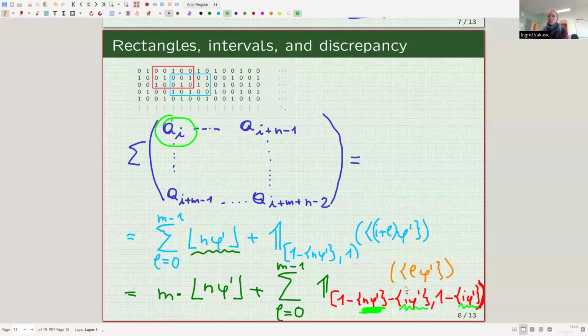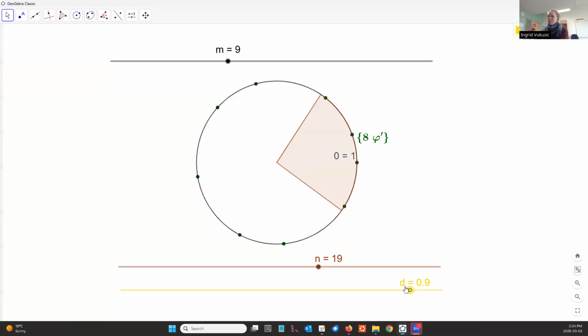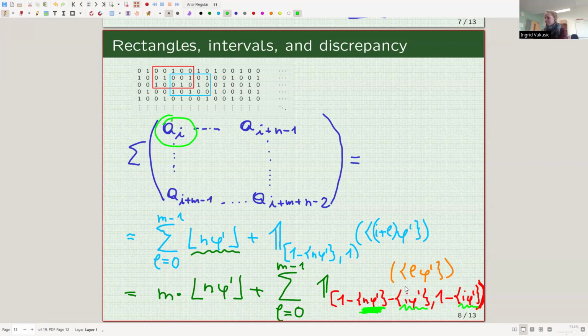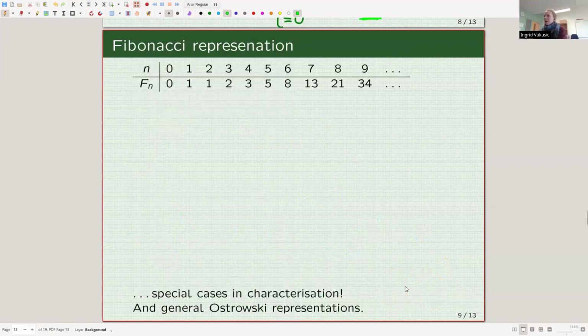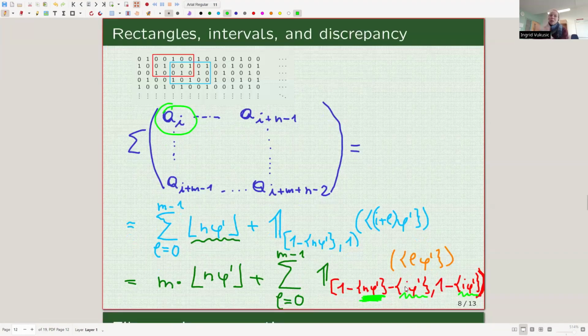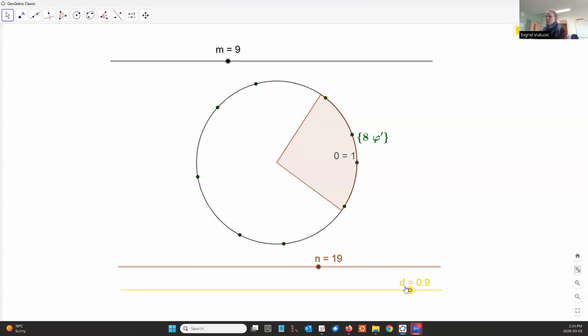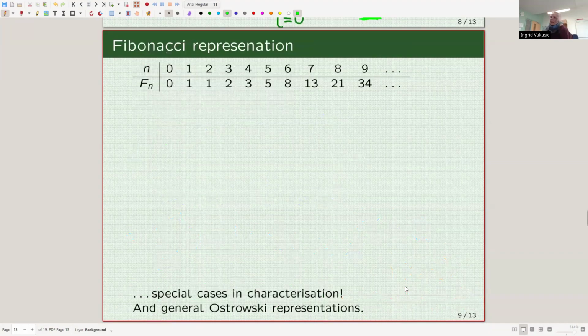Okay, so we've translated our problem from rectangles to intervals. I'm going to call these balanced intervals. And now we want to find out, for which m and n are we balanced? And to do that, we need to speak a little bit more about Fibonacci representation. I already showed you how to represent 19 in Fibonacci representation, but now I want to tell you why this is so amazing.